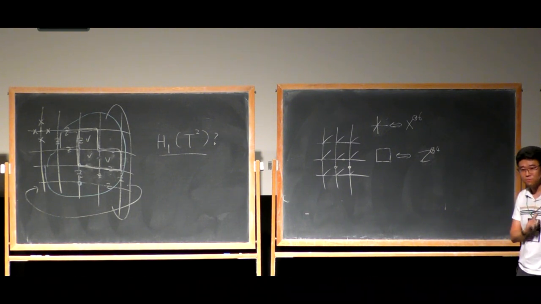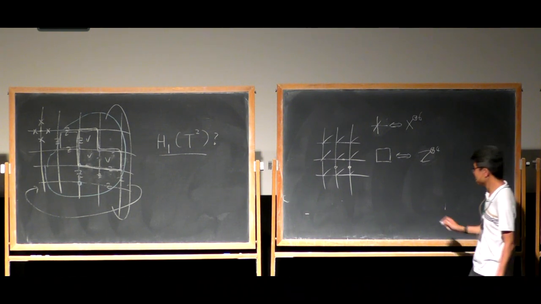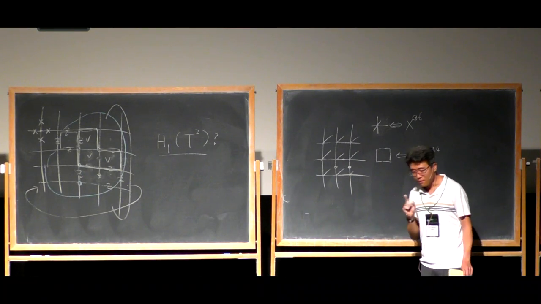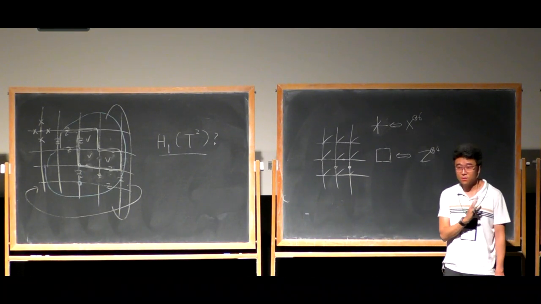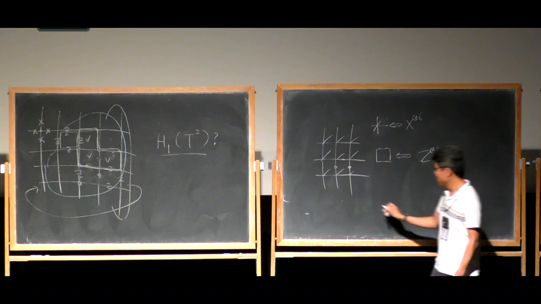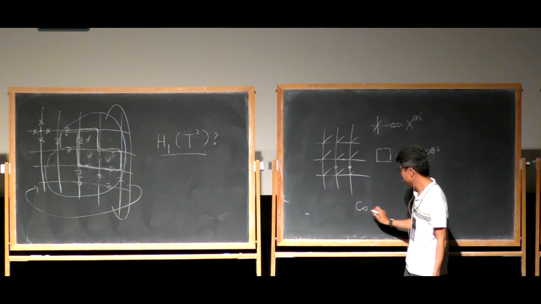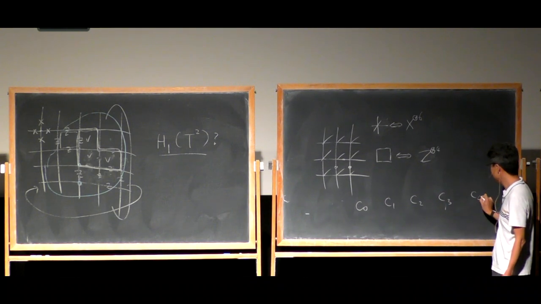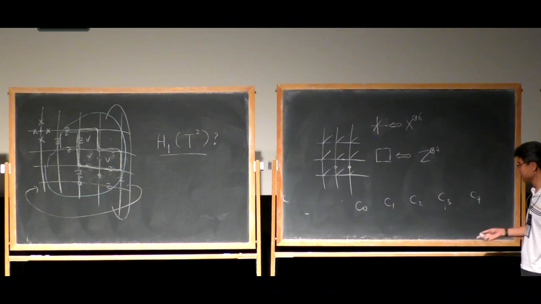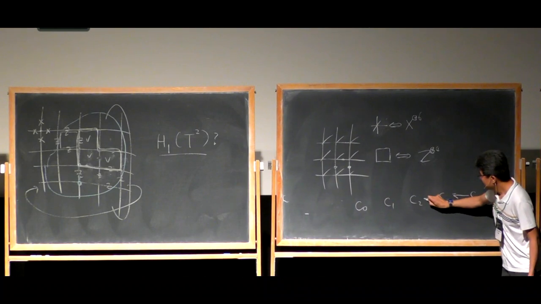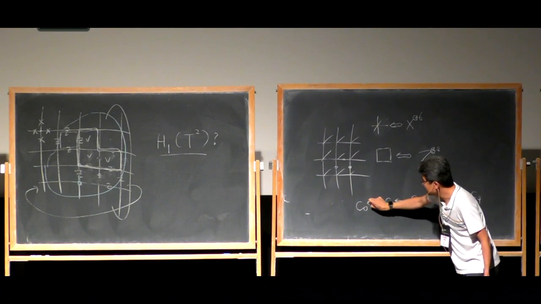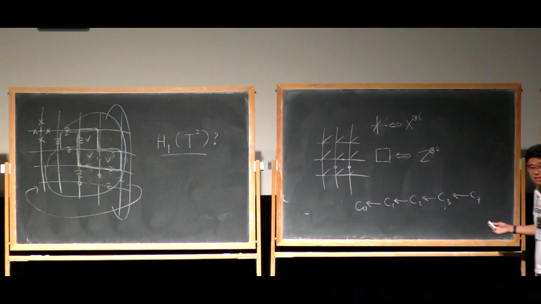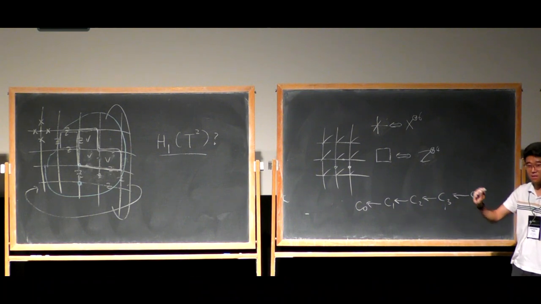Starting at dimension 4, something interesting happens. If you are cellulating a four-dimensional space, we get five different kinds of cells: 0, 1, 2, 3, 4. It's always D plus 1. And we get the boundary maps that give a chain complex when we do the boundary assignment properly. And I want to interpret this chain complex as a code.